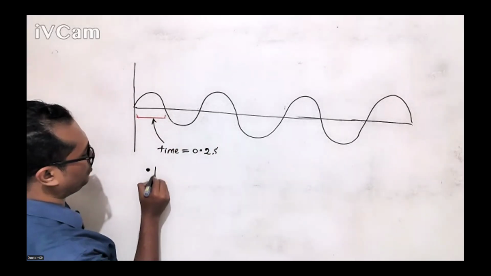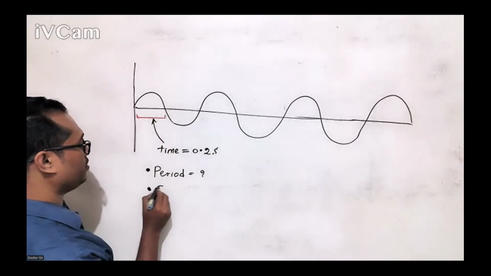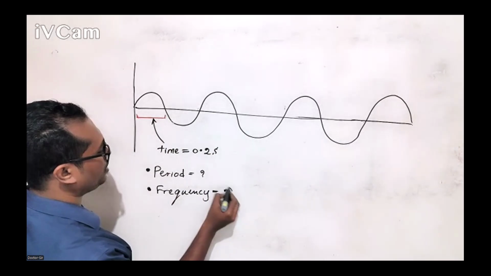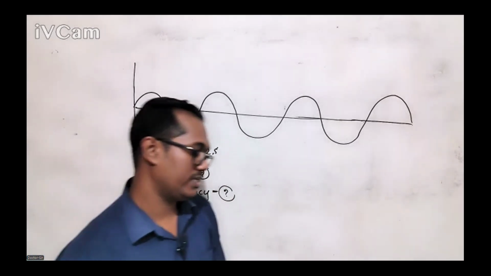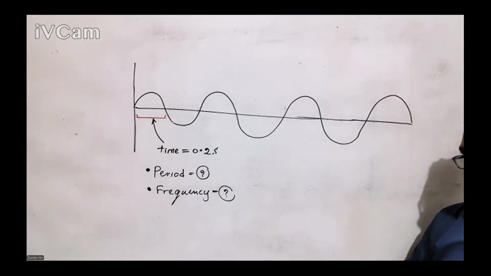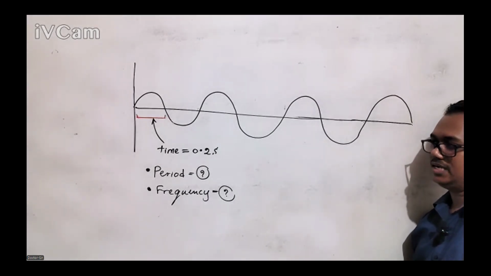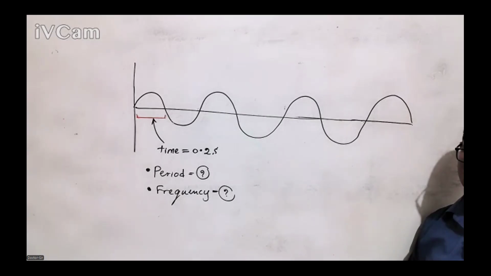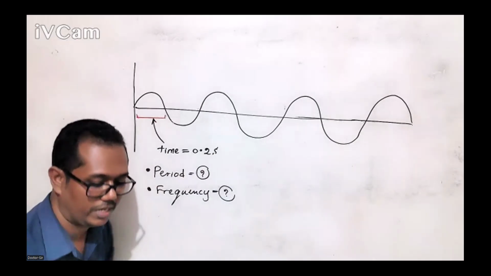Now I need the value of the period. What is the period? Then what is the frequency? I will give 1 minute to calculate and tell me. Please write these examples down in your tute or exercise books for practical purposes. Okay, finished. Put the answers into the chat box.